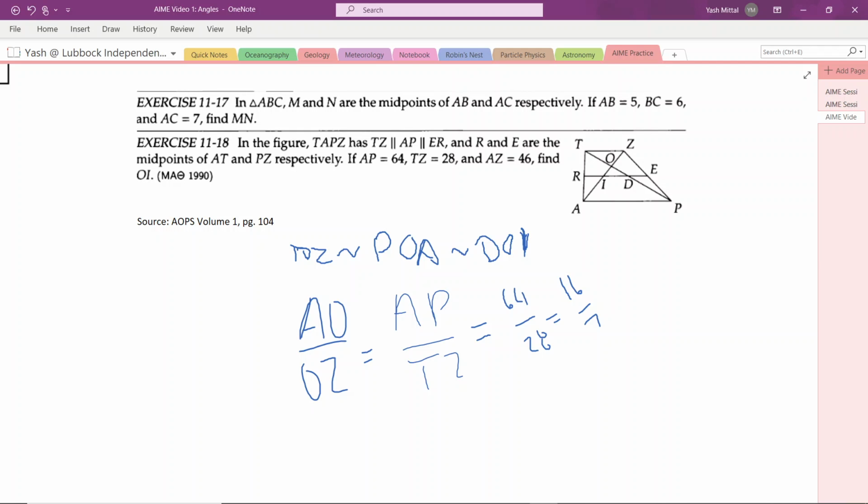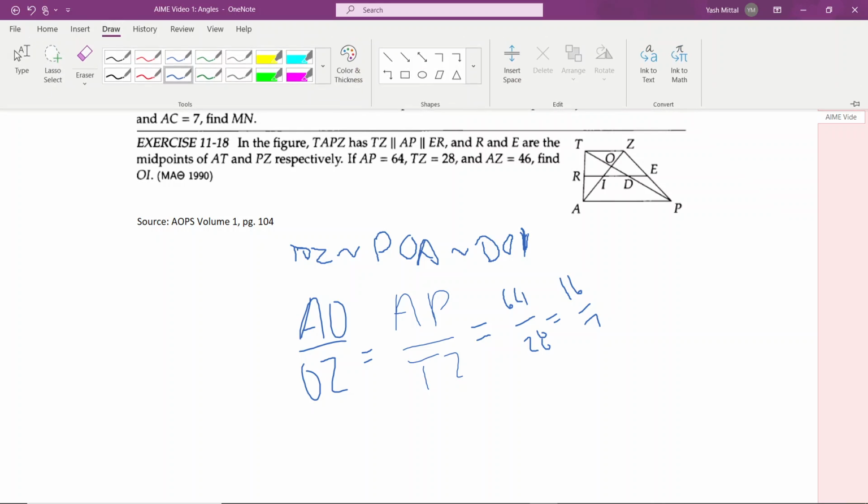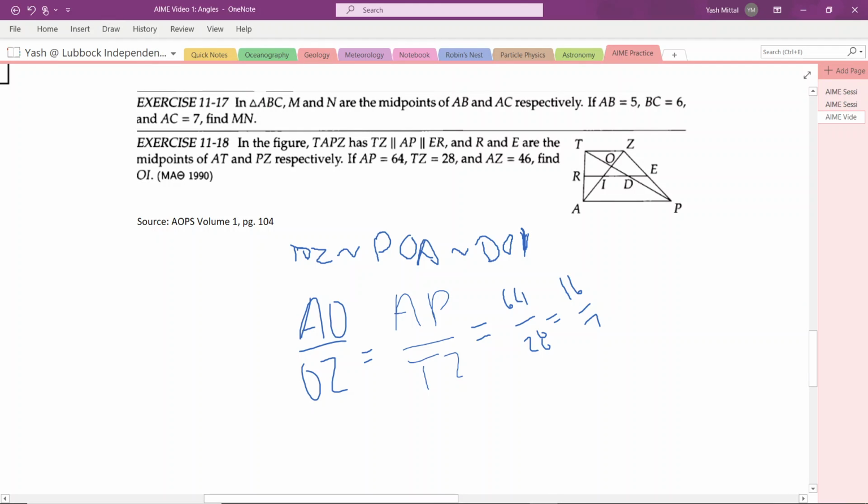All right, now we can relate AO and OZ, so we know that 7 times AO is 16 times OZ. And then let me choose a different color so it doesn't get too confusing. Let's try figuring out what AO and OZ are separately, since we know what the total is. We need to find AO, so that we can figure out what OI is. We need to work from there.